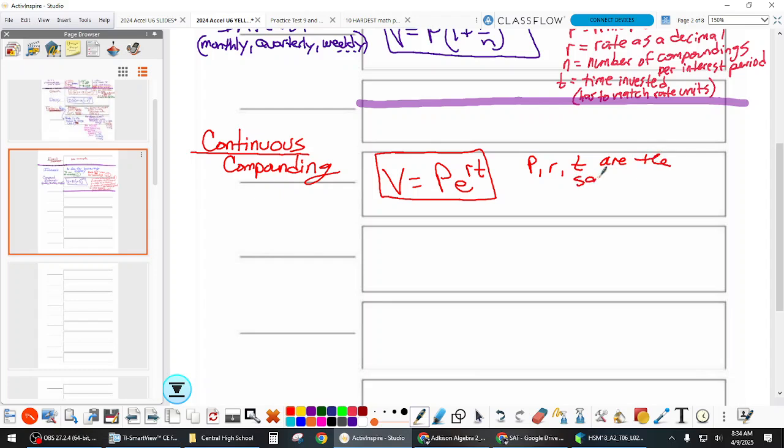So just remind yourself that P, R, and T are the same as before, but E is different. So let's write about it separately.